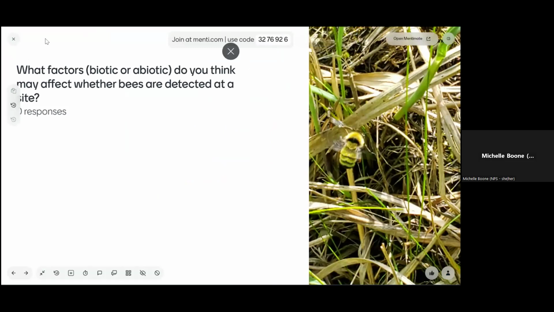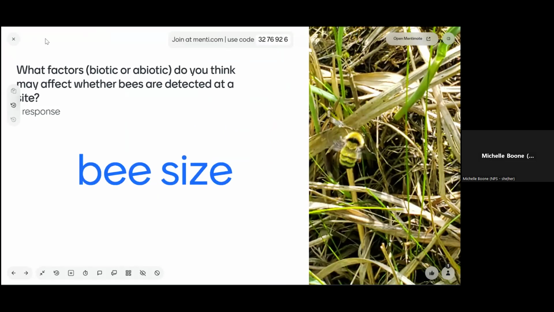And so biotic just means living and abiotic is non-living. So what kinds of factors do you think might affect whether or not you detect a bee at a site?